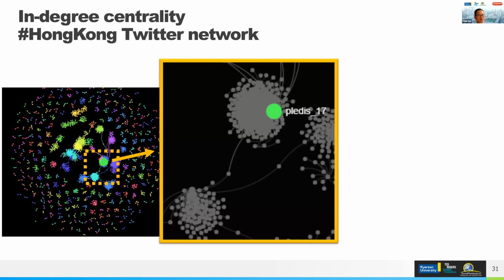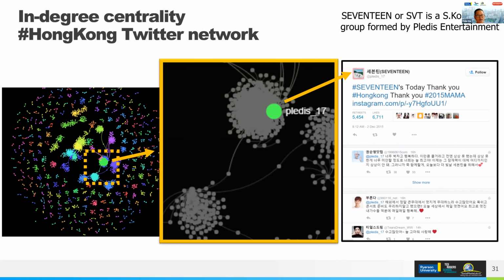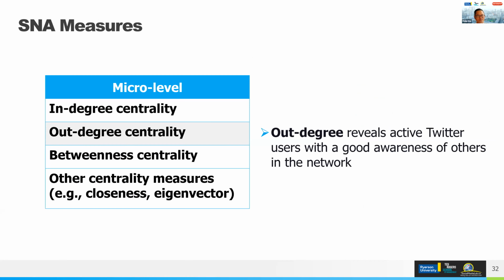So here's an example of an account with high in degree centrality in the Hong Kong Twitter network from our data set. It's featuring one of the South Korean boy bands formed by Pleiades Entertainment. It has high in degree centrality in this network.